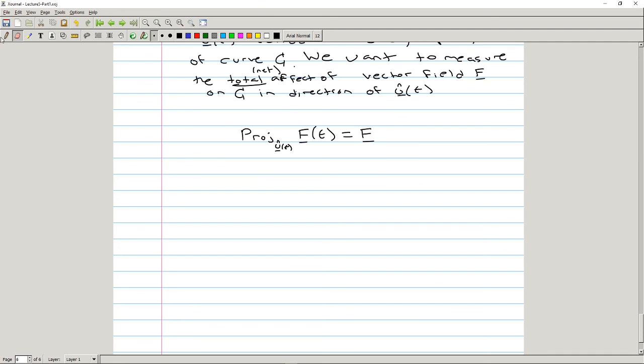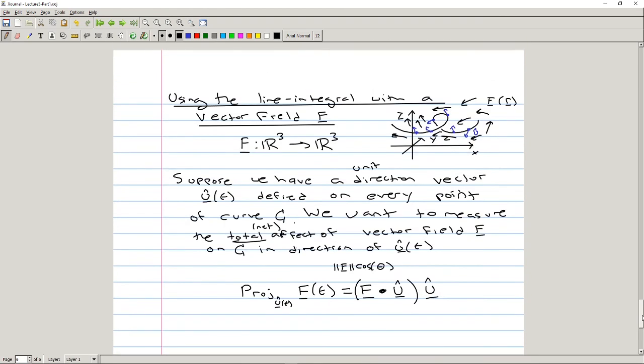So we recall that the projection vector is f dot u hat times u hat. This will give you that f dot u hat is just going to be the length of the vector field f times cosine theta, where theta is the angle between u hat and f. This gives you whether the projection's positive or negative, and it really just gives you the component of f in the direction of u hat.